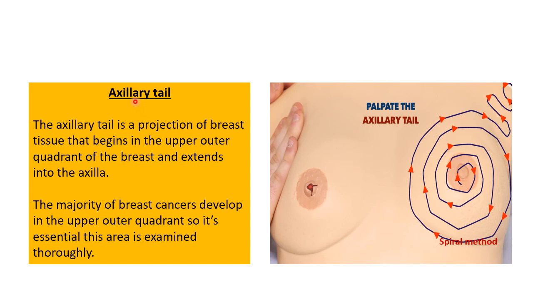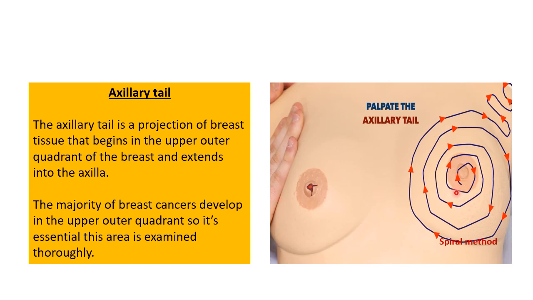The other important part of the breast which must not be forgotten is the axillary tail. The axillary tail is a projection of breast tissue that begins in the outer quadrant of the breast and extends into the axilla. It's very important to palpate for this axillary tail because the majority of breast cancers develop in the upper outer quadrant. So it's essential that this area is examined very thoroughly, as shown here.